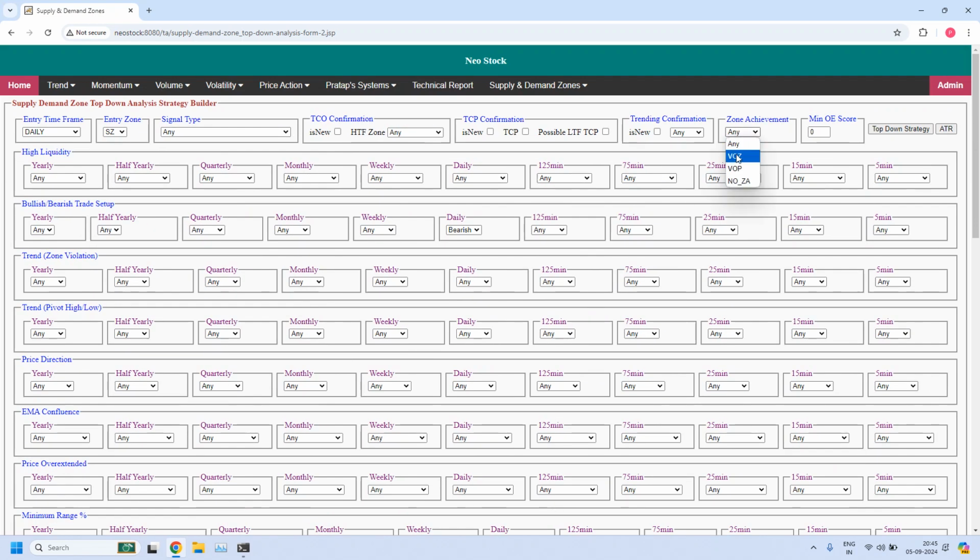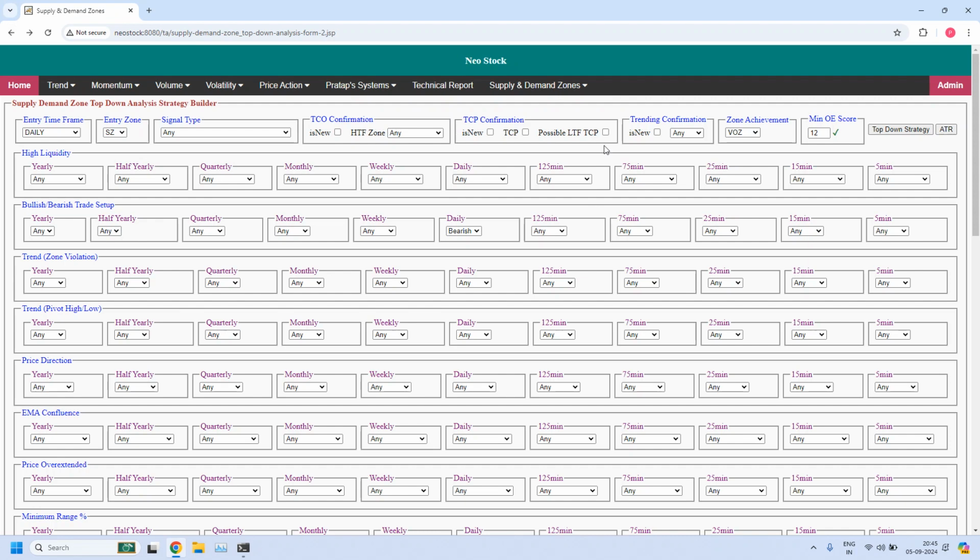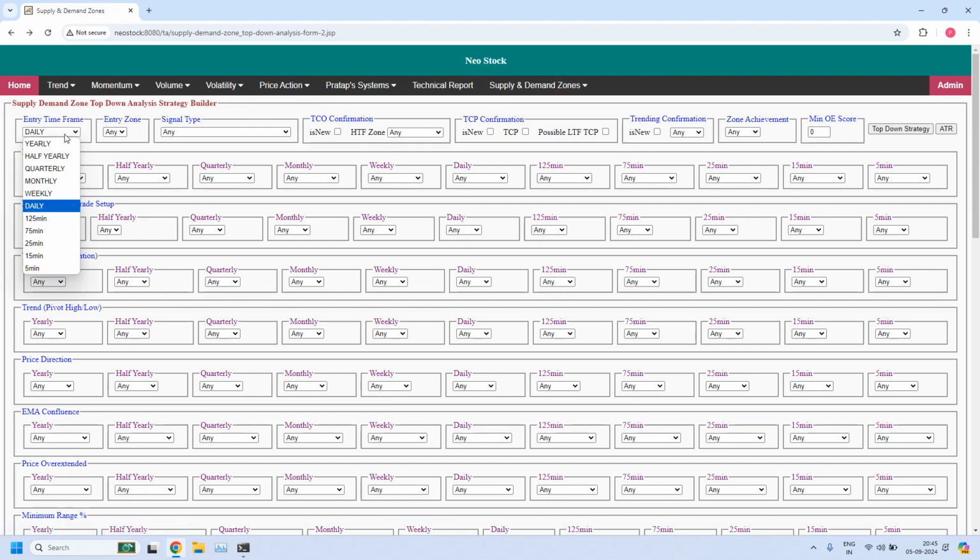Zone achievement is a violated opposing zone. Minimum odd enhancer score is 12. All the three filters are applied to daily supply zone. So currently we don't have any daily supply zones that are supporting bearish trade setup. So next report is a bullish trade setup for weekly income trade.